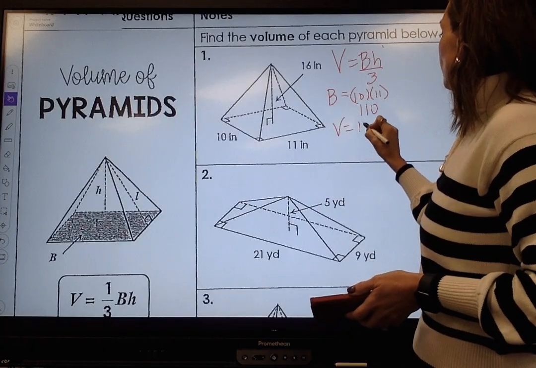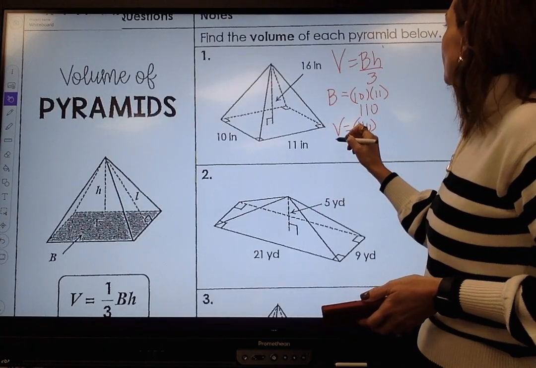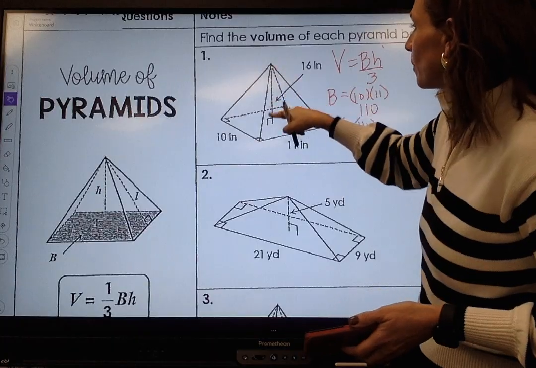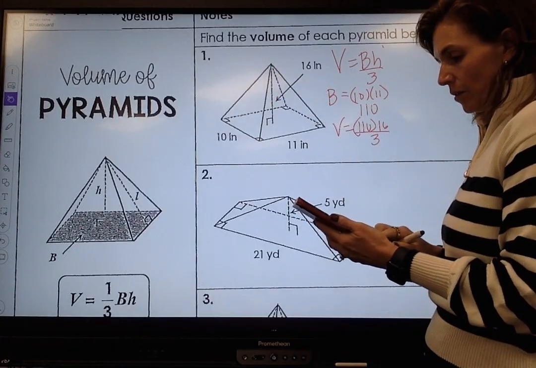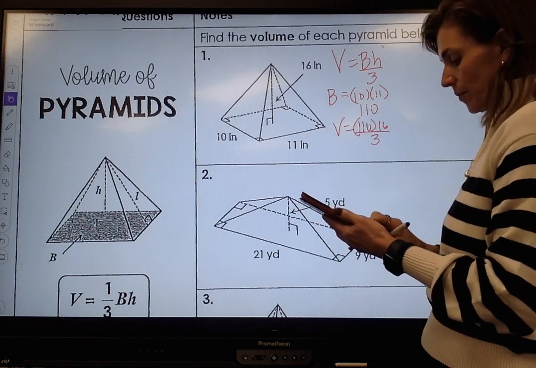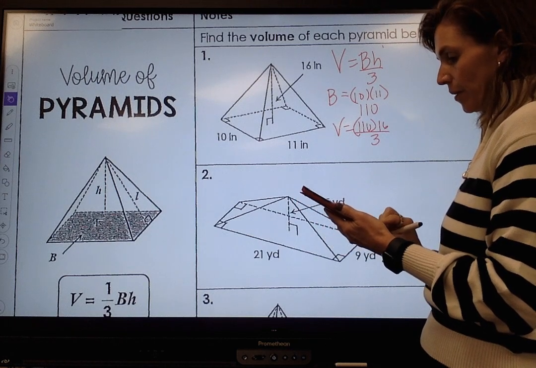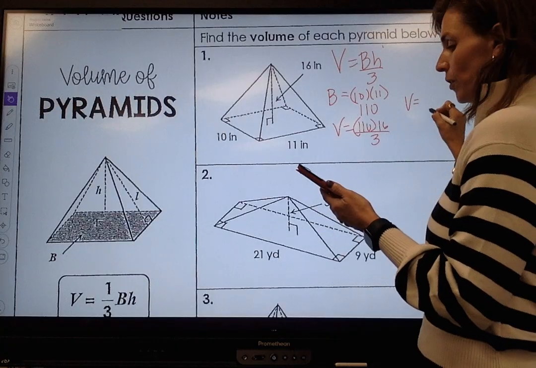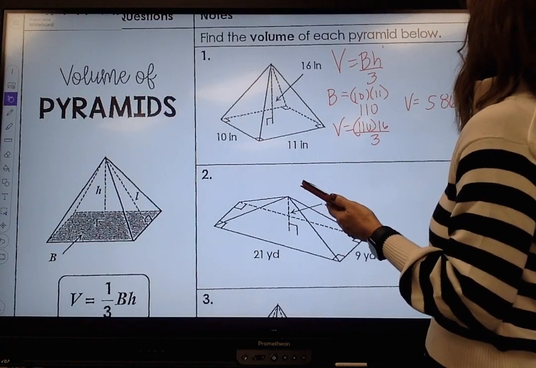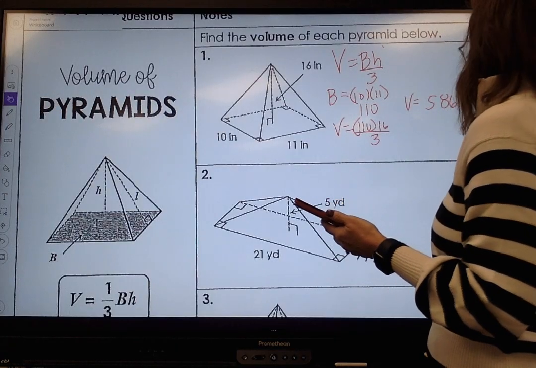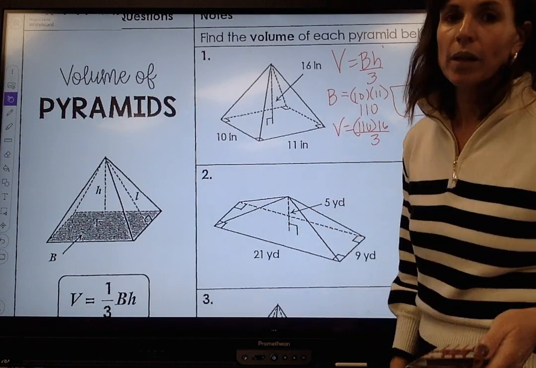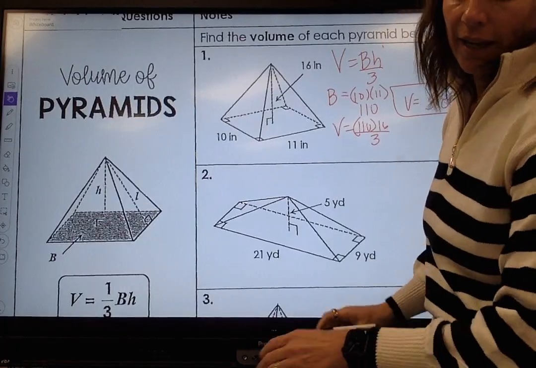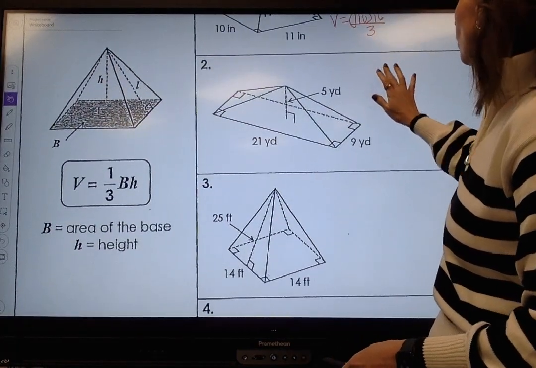So my volume is 110, that's my big B, times the height of this pyramid, which is 16, all divided by 3. So I get 110 times 16 divided by 3. And that gives me the volume of 586.67 inches cubed. Okay. All right. Let's take a look at number 2.